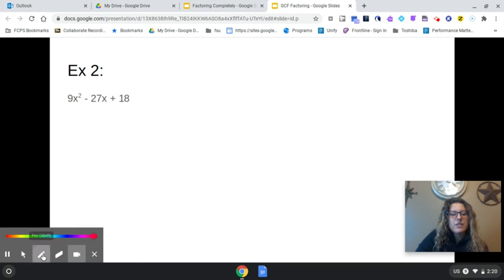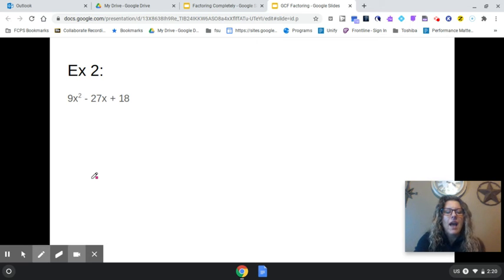All right, here's the next example. We have 9x squared minus 27x plus 18. So we're starting with a trinomial this time, and in order for it to be a GCF, it does need to divide evenly into all 3 terms. Notice this last term does not have a variable with it. So therefore, there are no common variables.